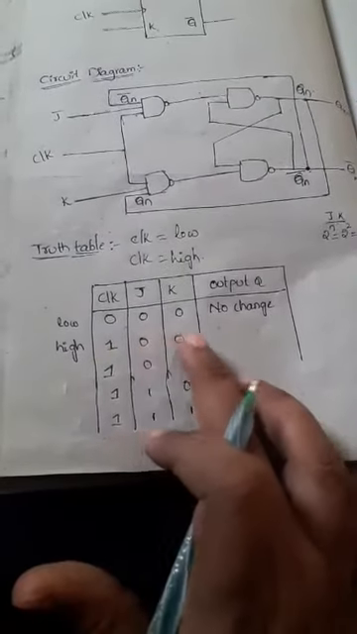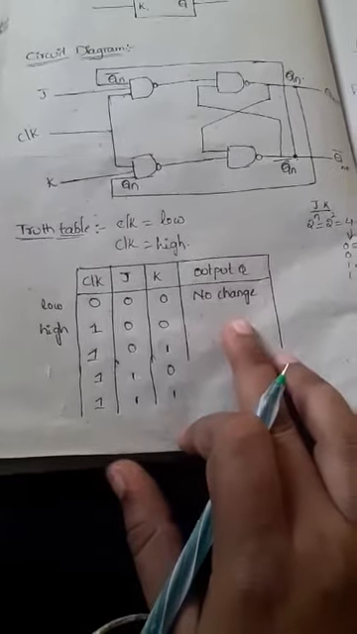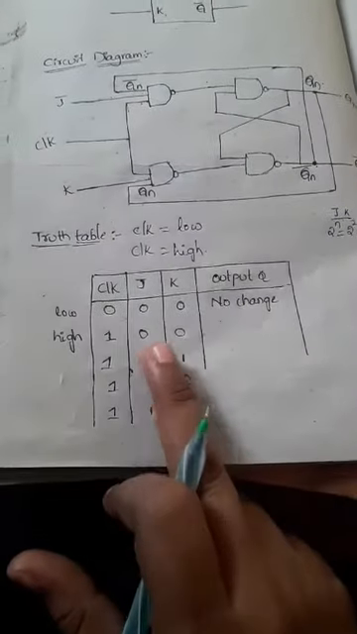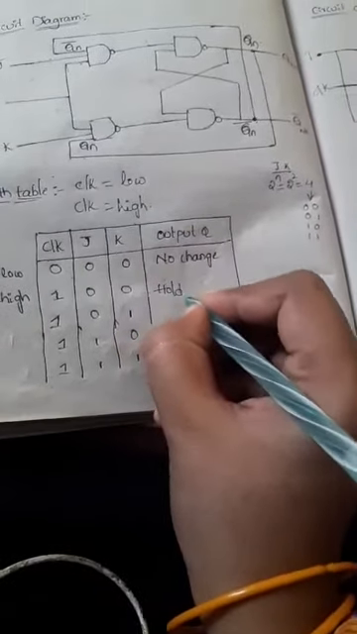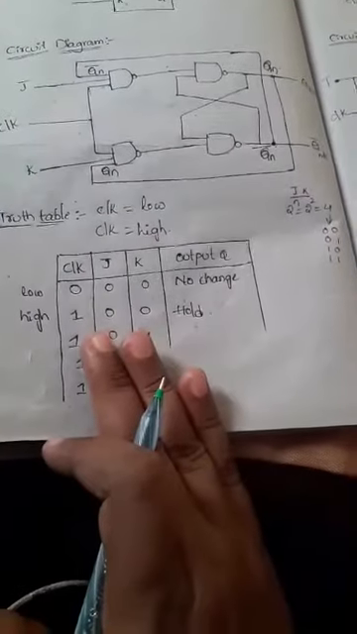Now if the clock is high and the inputs J and K are 0, what result do we get at the output? If both inputs of the JK flip-flop are 0, then the flip-flop enters the hold mode. In this mode the output remains the same as that of the previous stage. Whatever the previous stage output is, that will be equal to the present stage output.